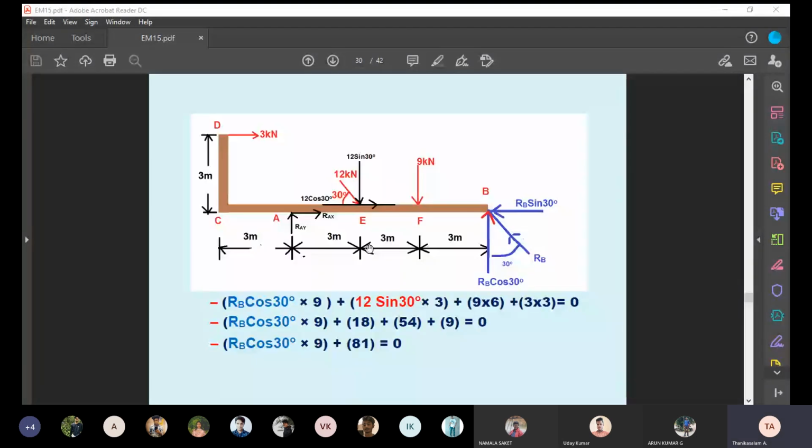You will take a moment, no? Why are we not considering RAY, RAX, RB sin 30 and 12 cos 30? Why are we not considering them? We'll take a moment.